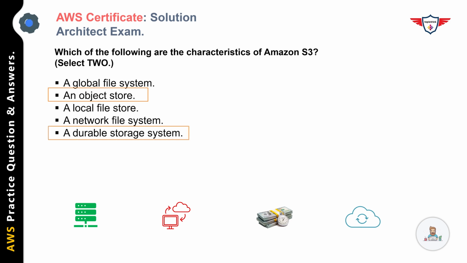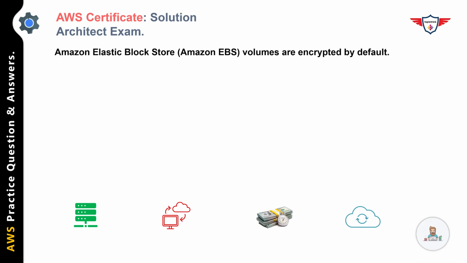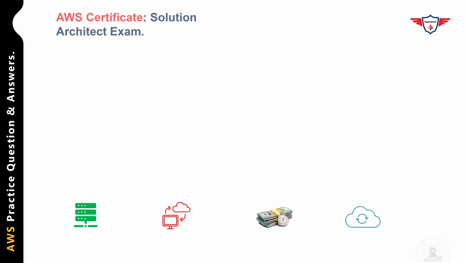So Amazon S3 is a durable object storage service. State whether the statement is true or false. Amazon Elastic Block Store, that is Amazon EBS, volumes are encrypted by default. So the correct answer is false because encryption on Amazon EBS volumes is optional.